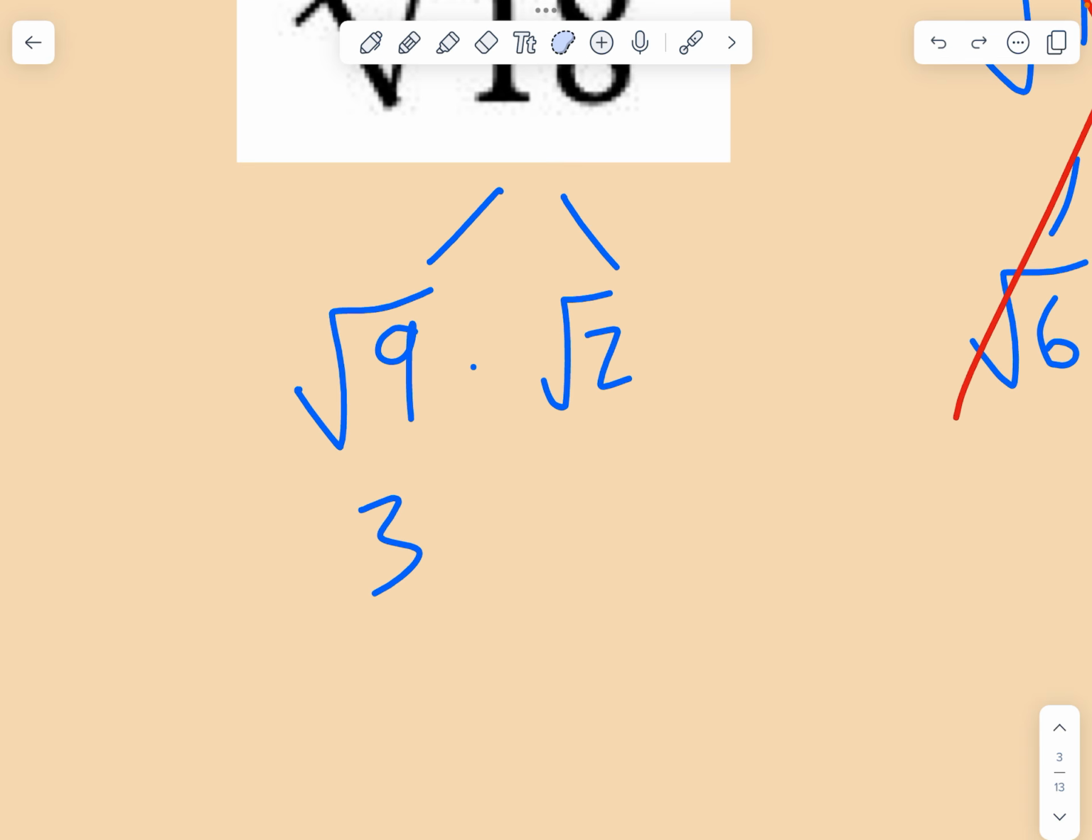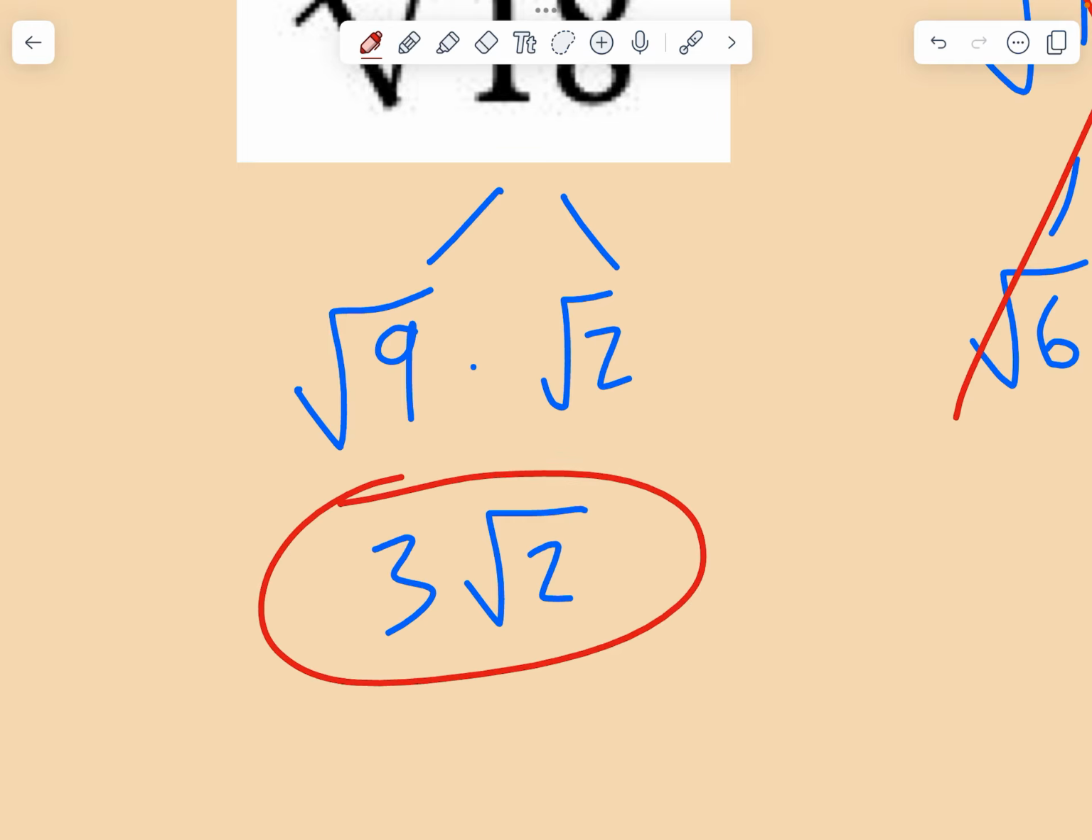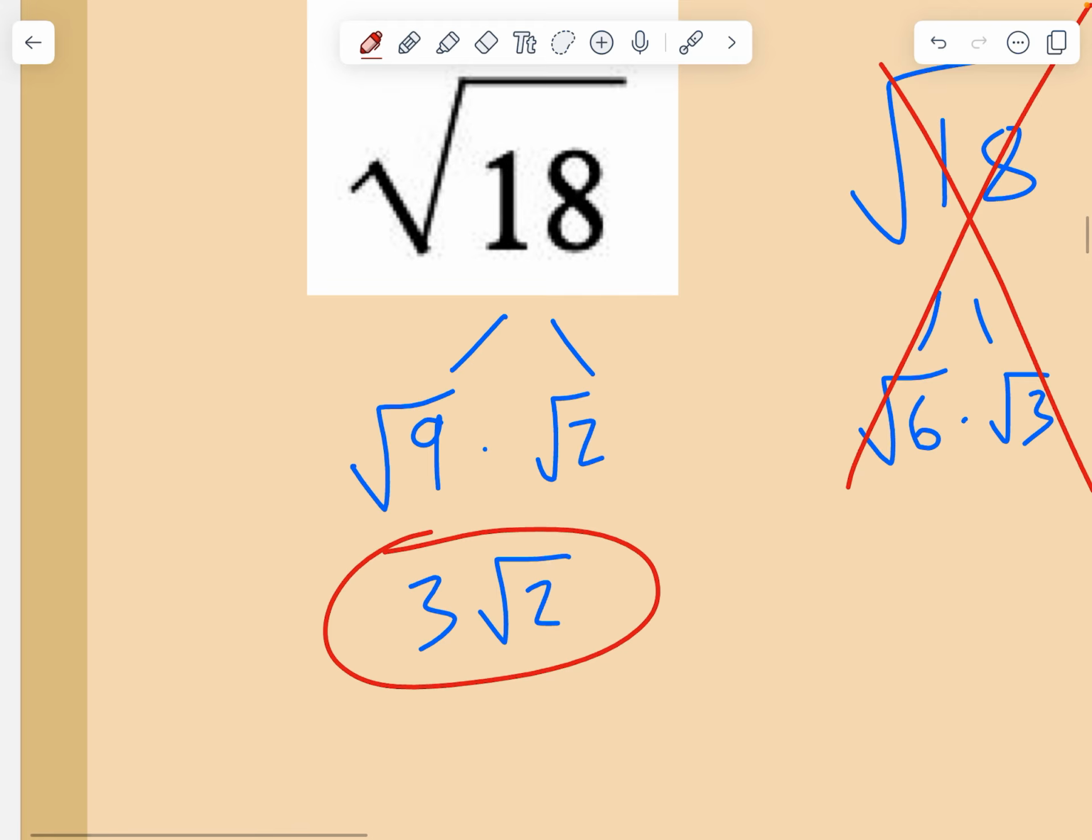So the other number, the number that is not a perfect square, which in this case is the square root of 2, that number just stays as is, okay? We can't do anything with it. So we just leave it there. So the square root of 9 is 3. The square root of 2 stays the square root of 2, okay? And that is how you simplify radicals. This is something that we're going to be doing a lot in this unit, and it's something that you need to be able to do.